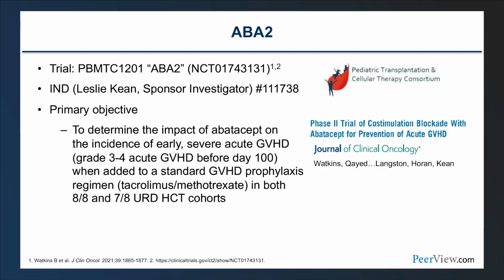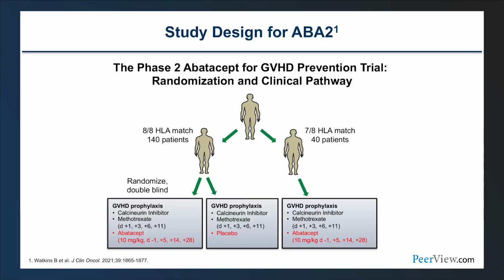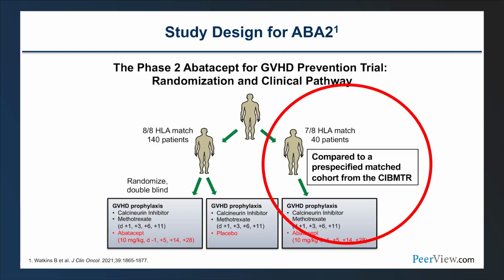I ran the ABA2 study, which was published in JCO in 2021, with the primary objective to determine the impact of abatacept on early severe acute GVHD, grades 3 to 4 before day 100, with several secondary endpoints, including grade 2 to 4 GVHD and GVHD-free survival. We'll talk a little bit about the 8 out of 8 arm, but I want to focus now on the 7 out of 8 arm, which was compared to a pre-specified matched pair analysis from the CIBMTR.